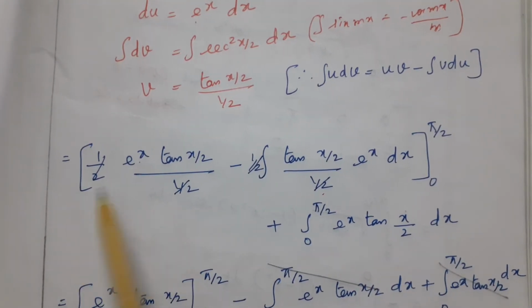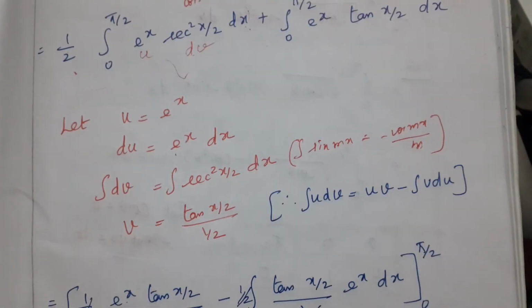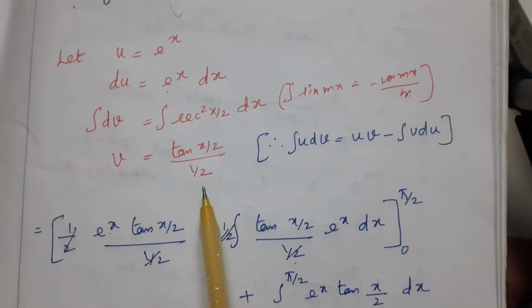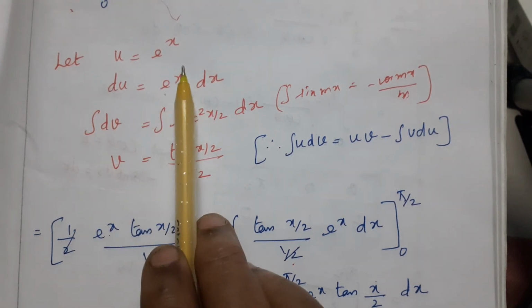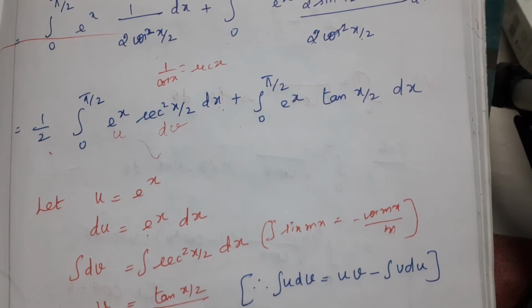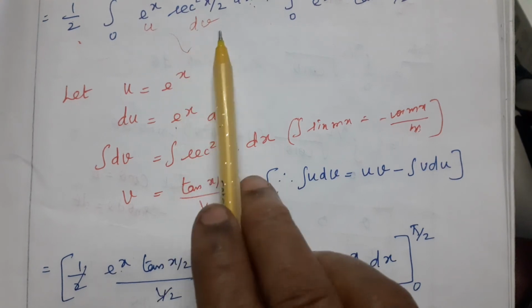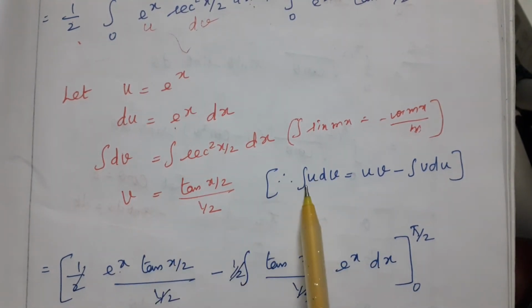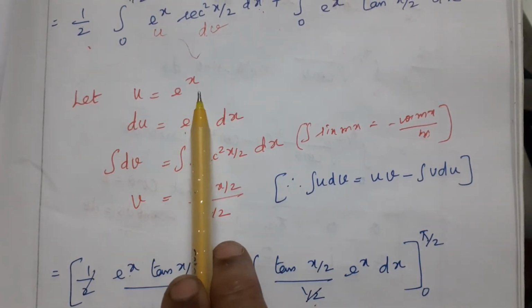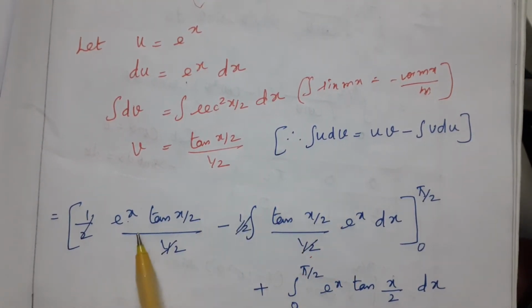Now apply the formula to integral of u dv. What is our u? U is nothing but e power x. Already we have 1 by 2, which we take outside and use here: 1 by 2 into e power x is taken as u dv. So u equals e power x, and dv is secant square x by 2 into dx. This is of the form u into dv.